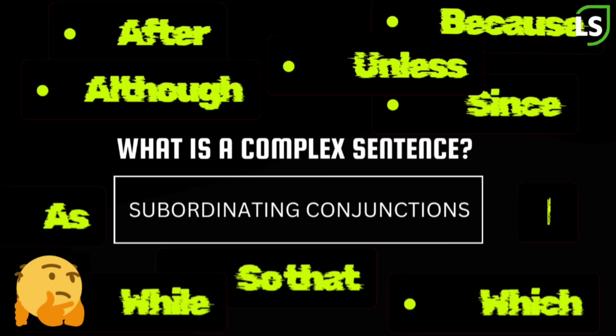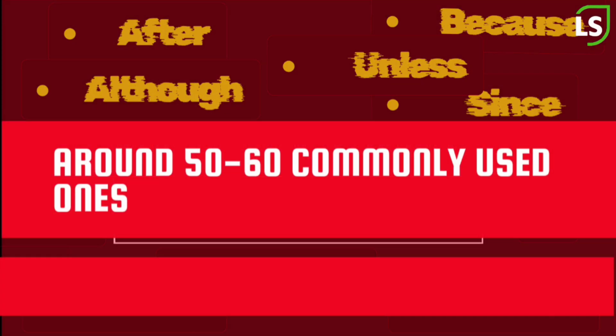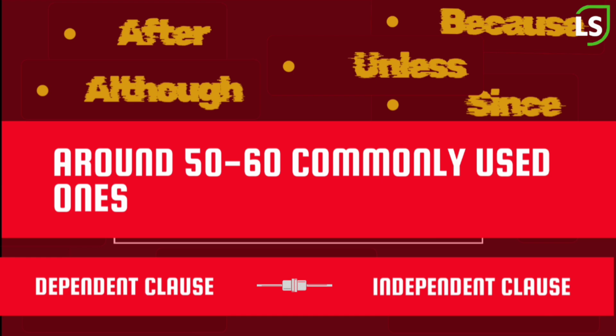Now, you might wonder, how many subordinating conjunctions are there in English? Well, there isn't a fixed number, but most grammar references list around 50 to 60 commonly used ones. These words, or sometimes short phrases, introduce dependent or subordinate clauses and connect them to a main clause. Today, we'll look at some of the most frequently used ones in IELTS writing and speaking. Let's begin with one common use.